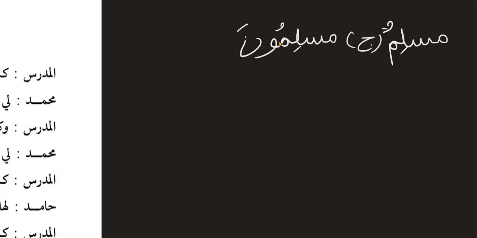جميل. So can anybody tell me what this kind of plural, مسلمون, مهندسون, كافرون, what do we call these types of plurals?